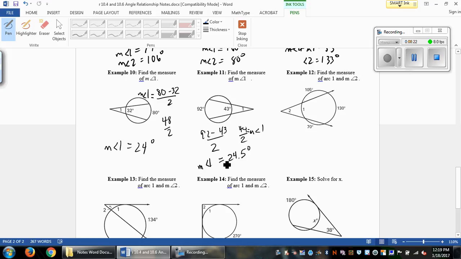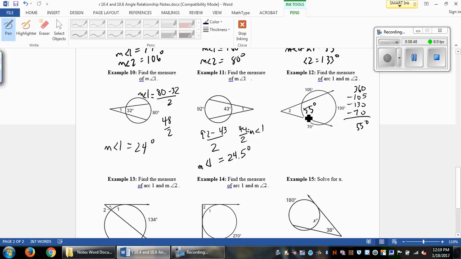Example 12, we've got two things we're solving for, arc 1 and measure of angle 2. So here we've got 360 degrees total for our entire circle. And we're going to subtract away 105, we're going to subtract away 130, we're going to subtract away 70. And what that leaves us with is 55 degrees. So that is going to be the measure of arc 1.